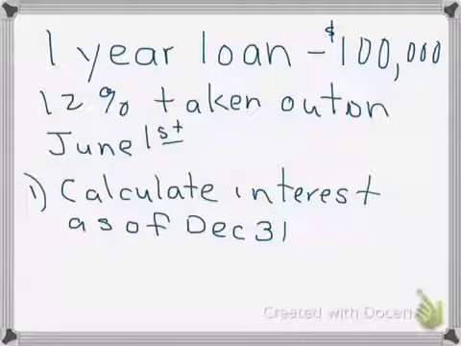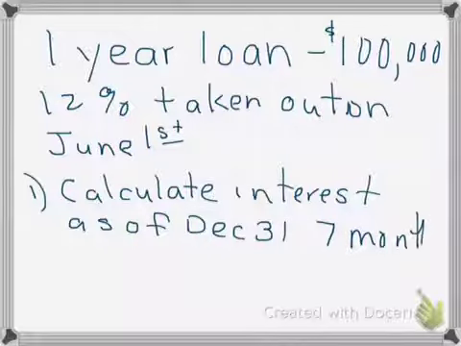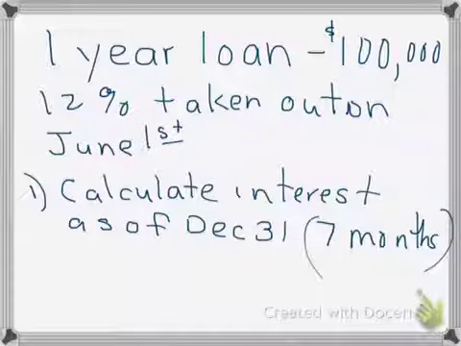12% interest was taken out on June 1st. It wants us to calculate the interest as of December 31st. The hint on your worksheet is that we're looking at June 1st through December 31st. So we have June, July, August, September, October, November, December. That is 7 months that we will be calculating this interest for.